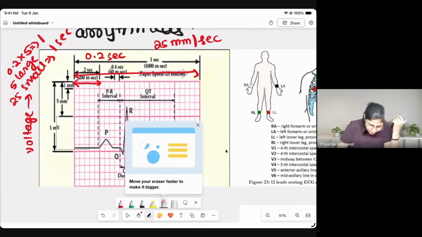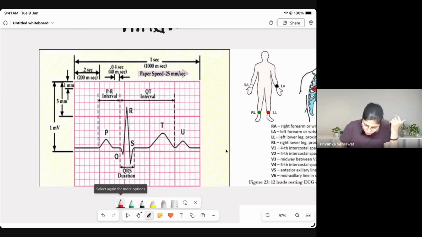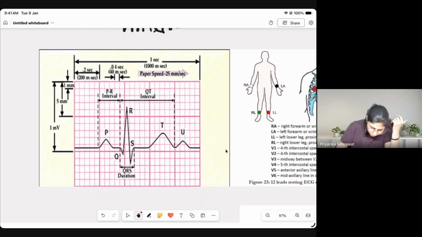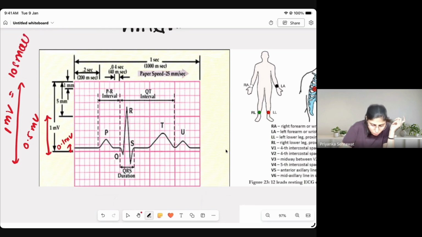Now, the other axis is voltage. Our y-axis is giving us the voltage. Now, 1 small square gives us, again, the length is 1 millimeter. But if we talk about voltage, it is giving approximately 0.1 millivolt. Right? 0.1 millivolt. Which means that 5 small squares will be 0.5 millivolt. Which means that for 1 millivolt of voltage, we need 10 small squares or 2 large squares.